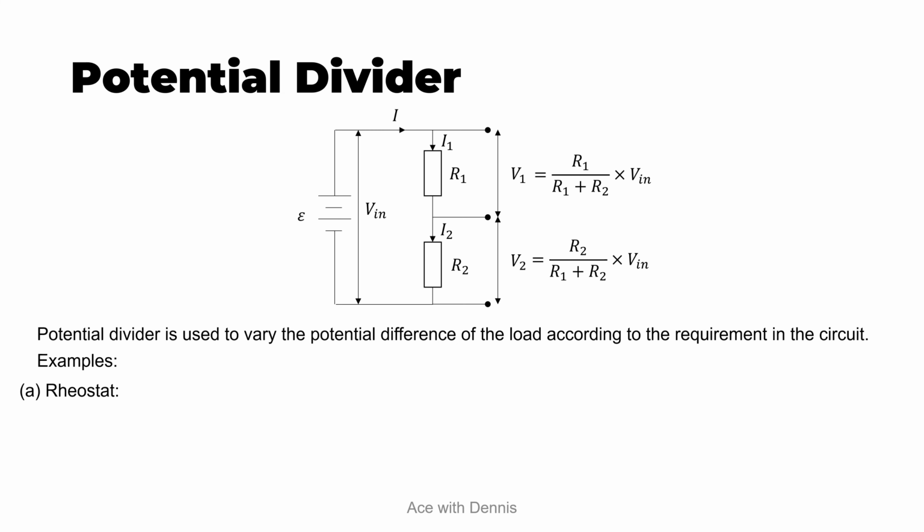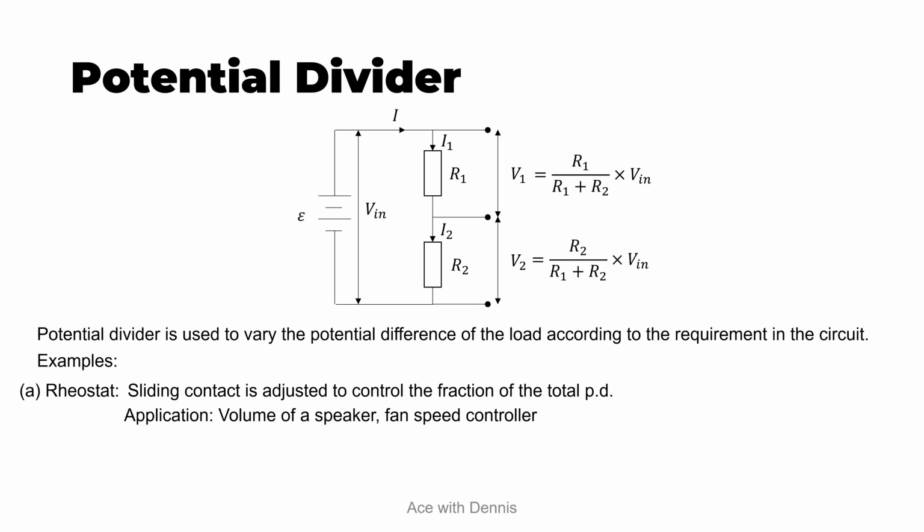Here are a few examples. The first one is rheostat. The sliding contact of the rheostat is adjusted to control the fraction of the total potential difference. The popular applications for rheostat are the volume of a speaker and fan speed controller.